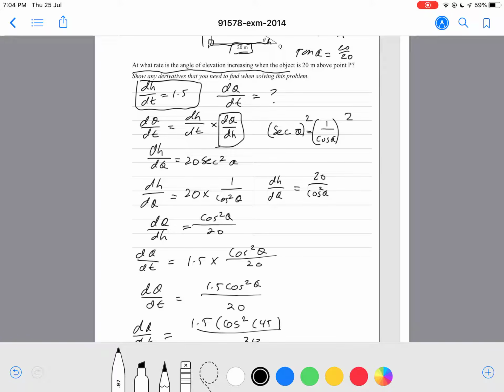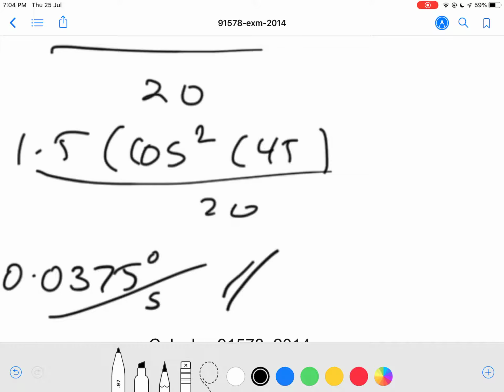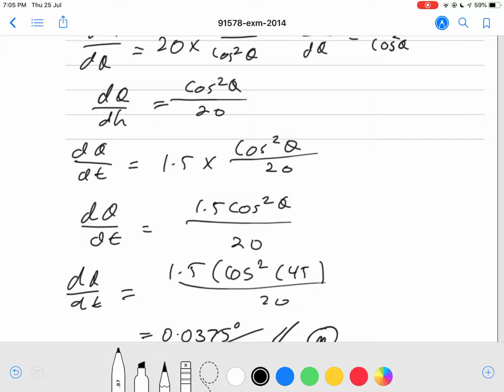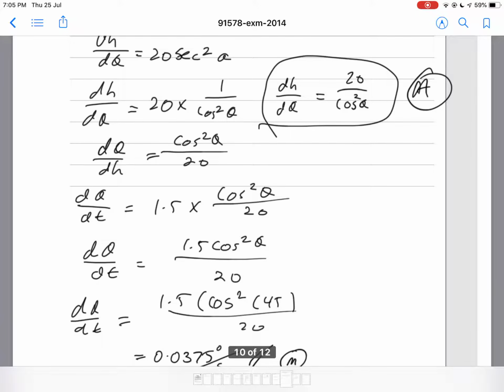Alright, so this question is a merit question. Finding the correct change in angle will give you a merit grade. To get an achieved grade, you're looking at a correct expression for dh over d theta. So that should be dh over d theta. That will give you an achieved grade.